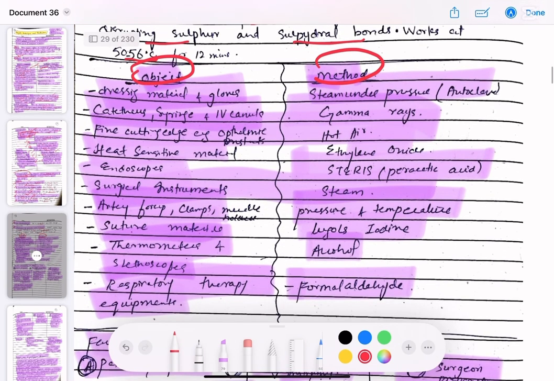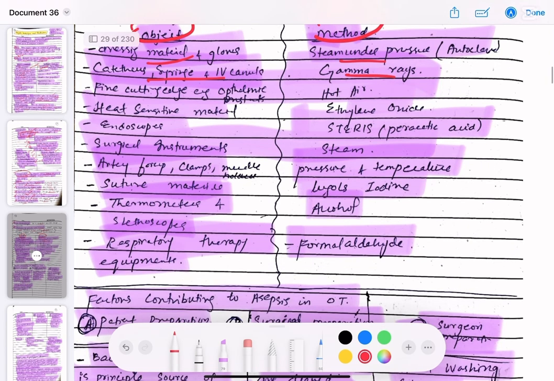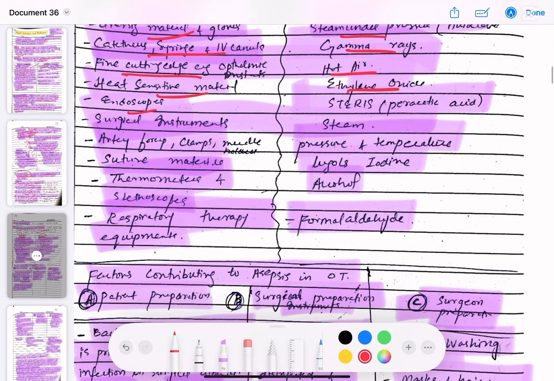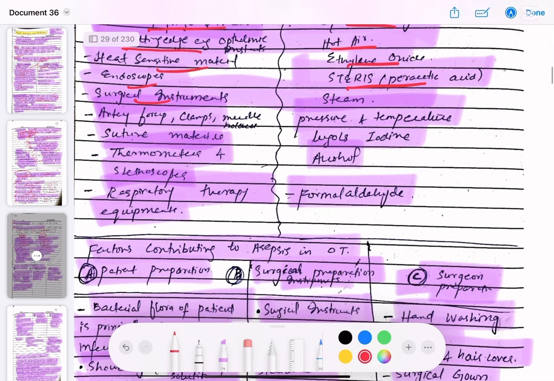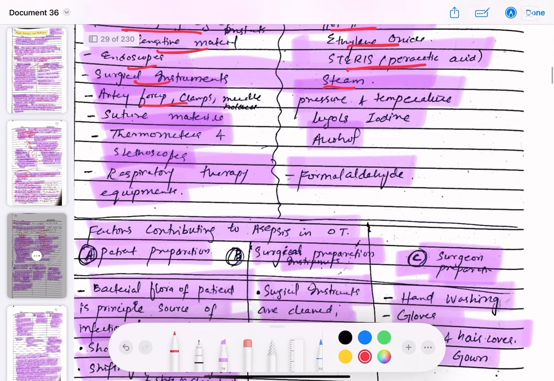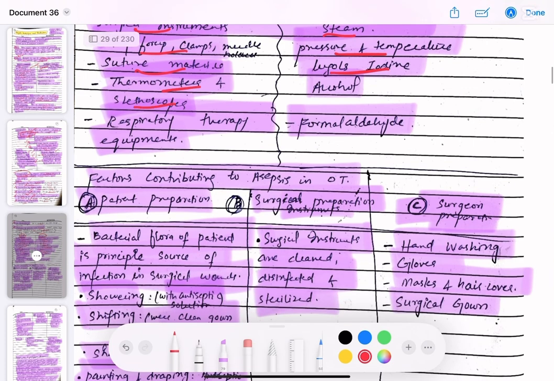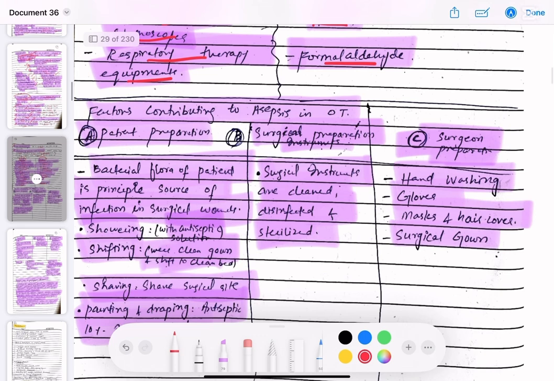For dressing material and gloves, steam is used. For catheters and syringes, gamma rays are used. For cutting aids and ophthalmic instruments, hot air is used for heat sensitive material. Ethylene oxide is used for endoscopes. Peracetic acid is used for surgical instruments. Steam is used for artery forceps. Pressure and temperature is used for suture materials. Iodine is used for thermometers, stethoscopes. Alcohol is used for respiratory therapy equipment. Formaldehyde is used.